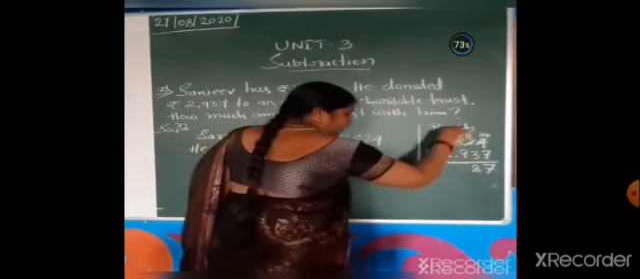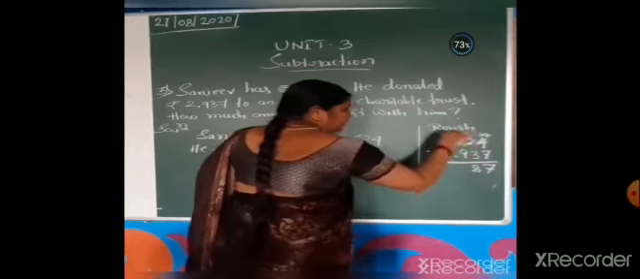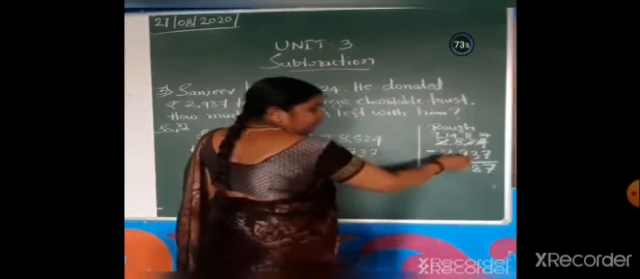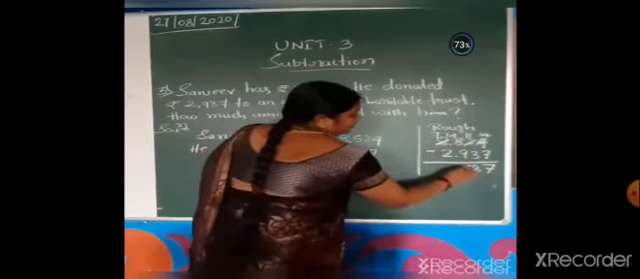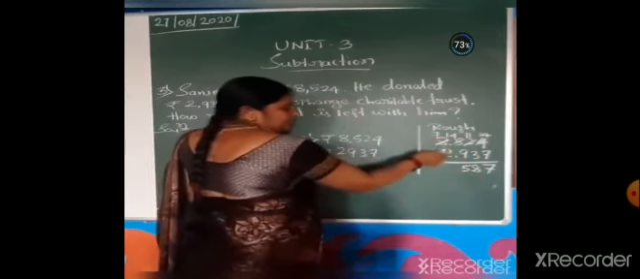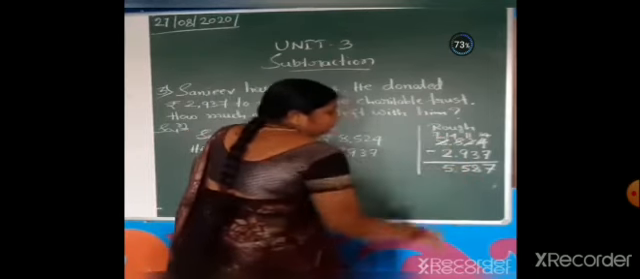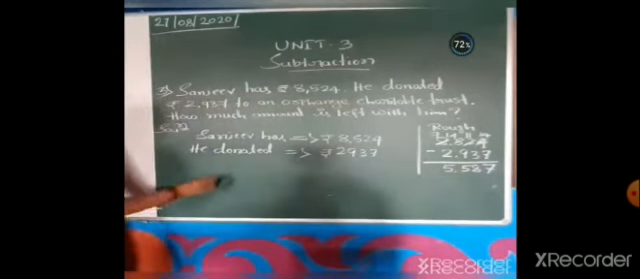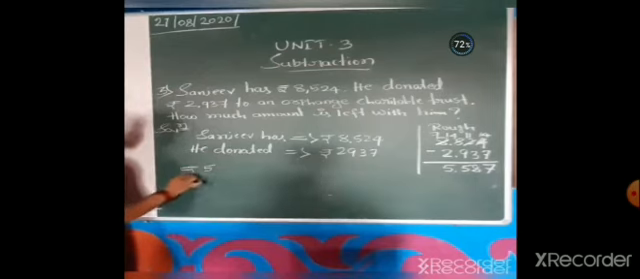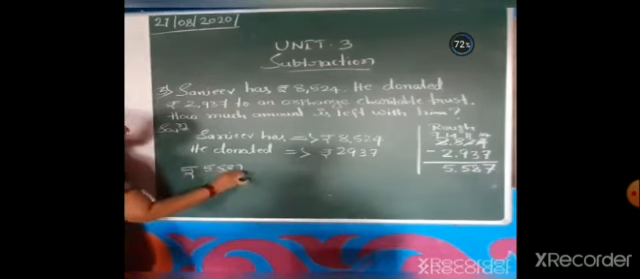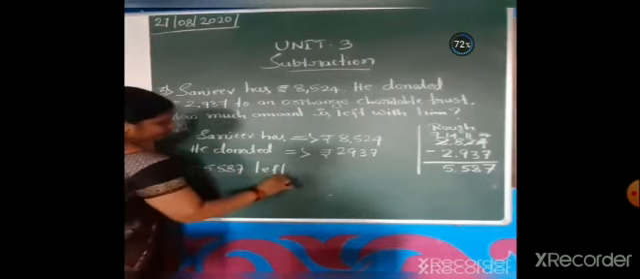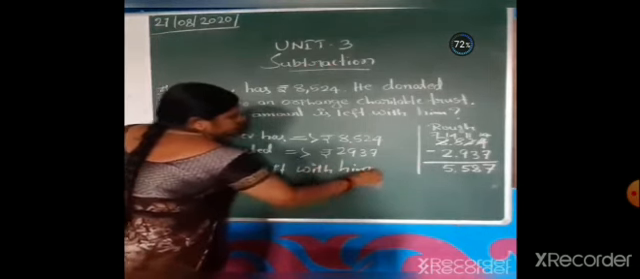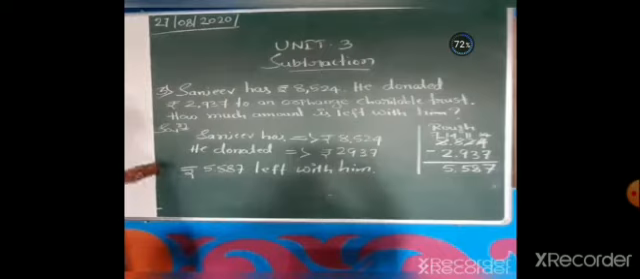We can't subtract 4 minus 9. We take a borrowing from the 1000 place. We make it 1400. So here 7000 is left. 14 minus 9, 5. So what is left in the 1000 place? 7 minus 2, 5. So how many rupees are left with him? He is left with 5587 rupees. How much money is Sanjeev left with? 5587.